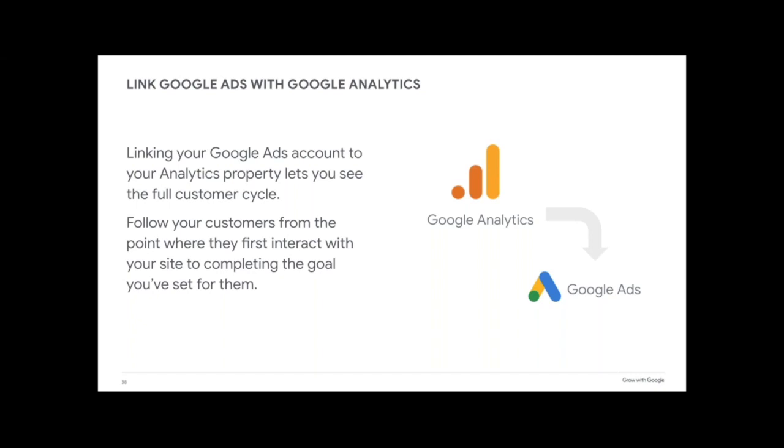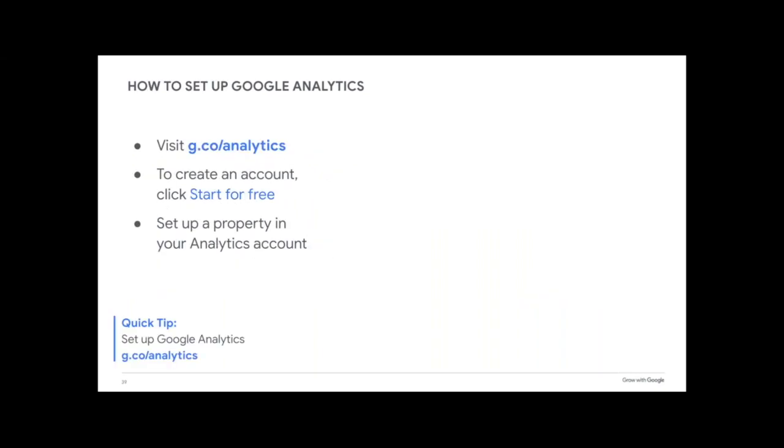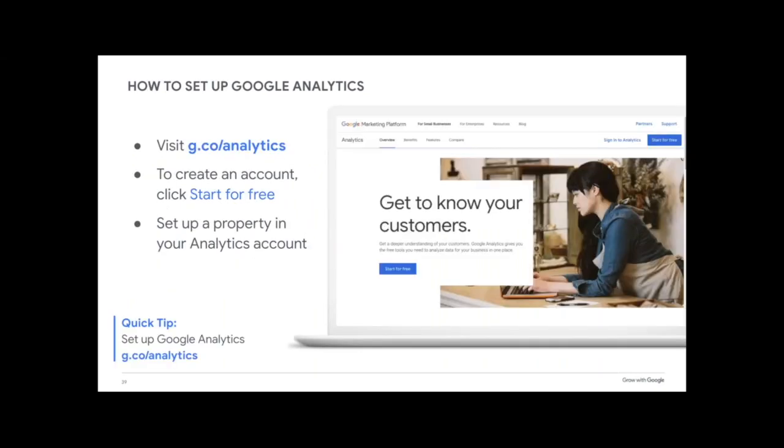By linking your Google Ads account to Analytics, it lets you see the full customer cycle, from how users interact with your marketing, for example seeing your ad impressions or clicking on an ad, to how they finally complete the goals you've set for them: making a purchase, consuming content, filling out a contact form, joining your mailing list, whatever it is. When you link these two, you'll have the ability to see ad performance data in Google Ads reports in your analytics. To get started with analytics, you go to g.co/analytics.